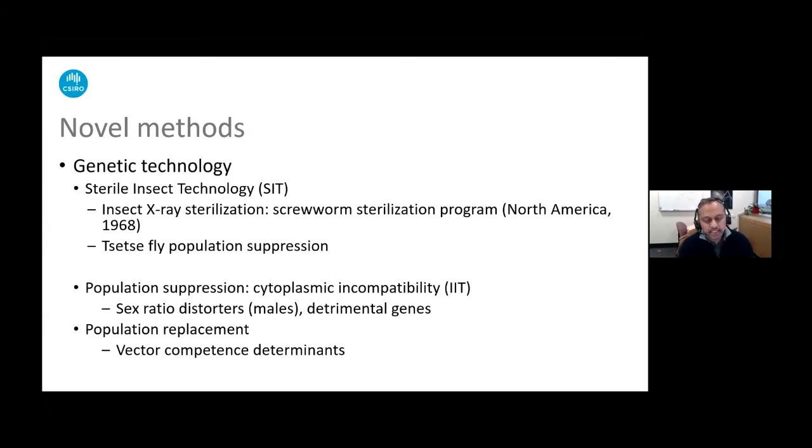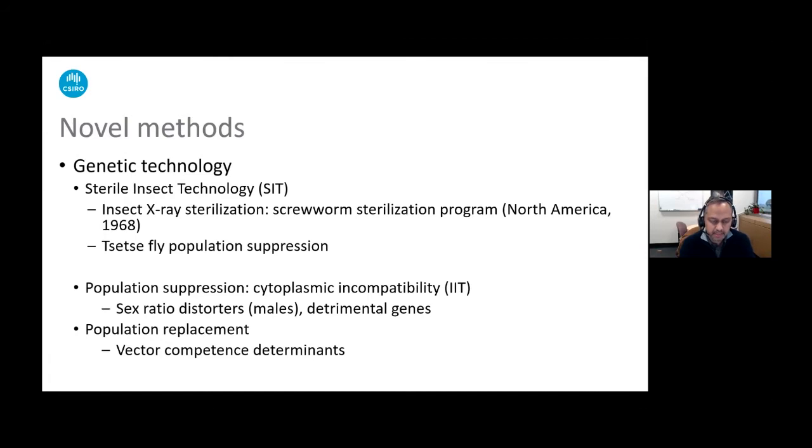Now, there are other technologies which have since been used. One of them is using cytoplasmic incompatibility, also known as IIT. This is for population suppression. So as Professor Paul mentioned in his talk, you can use this technology to either distort sex ratios, so you can make only male mosquitoes or male insects, or you can use detrimental genes to reduce the population of certain mosquitoes. You can also use some technologies for population replacement.